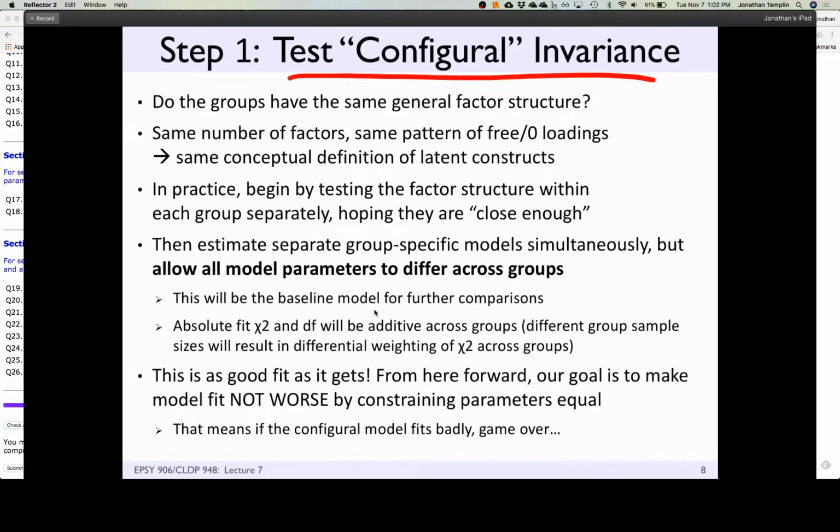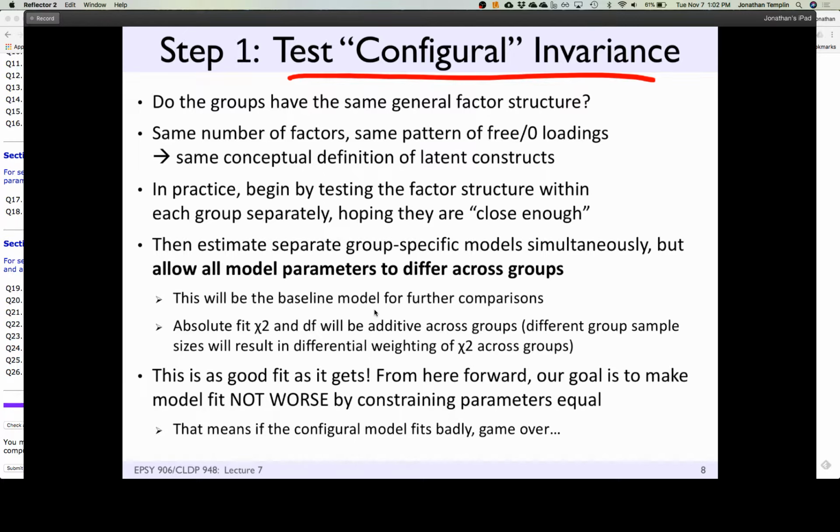What you don't want is, in this case we have 2 factors, we don't want 2 factors in one group and 4 factors in another. That's not going to go over well, right? So this is what configural invariance is. Do we have the same general factor structure? And again, most of the time, people just assume it, right?